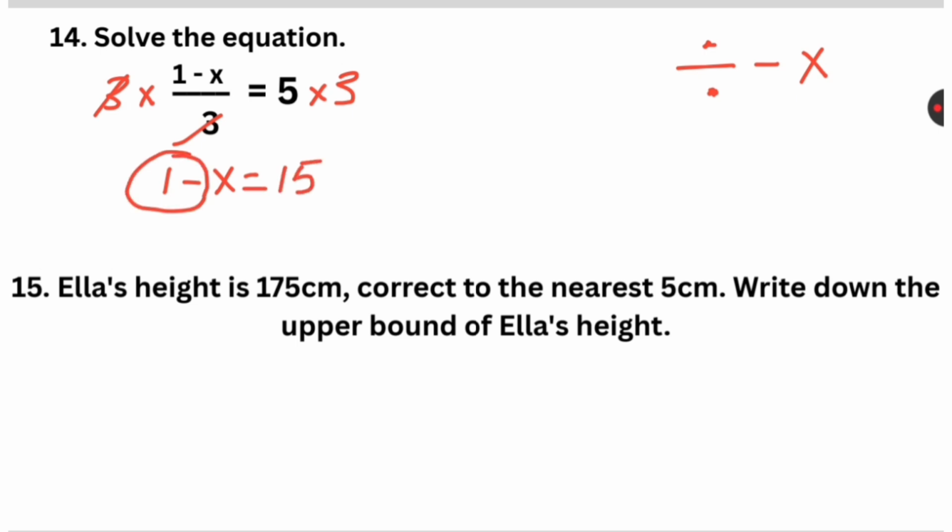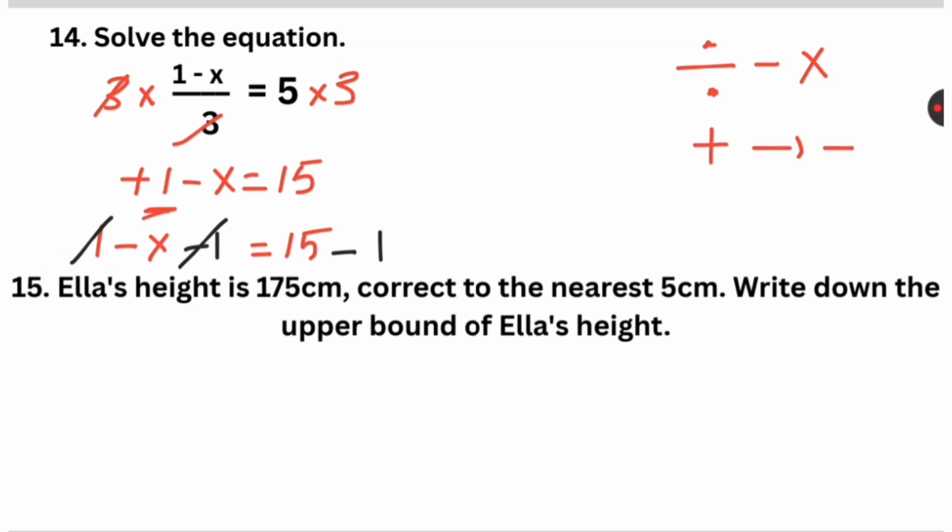To find x, we still have a 1. To get rid of this 1, here 1 is nothing but plus 1, isn't it? So what is the opposite operation of plus? Which is minus. So on both sides do minus 1. Here plus 1 minus 1 gets cancelled, and we are left with only minus x. On the right hand side we have 15 minus 1, which gives 14. So minus x equals 14.